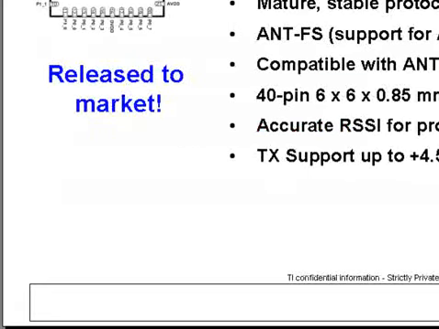A quick glance of the CC257X hardware. As discussed, it is offered as a network processor. The CC257X comes in two flavors, the CC2570, which has 1-channel support, and the CC2571, which has 8-channel support. The CC257X chips come in a 40-pin 6x6 QFN package, also supporting accurate RSSI for proximity pairing and TX support up to 4 dBm.